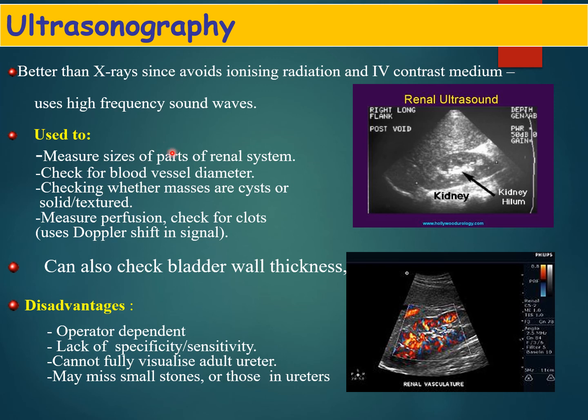So it is used to measure the size of the parts of the renal system, check the blood vessel diameter even of the renal artery and the big vessels, checking whether the masses or cysts are in there, solid or cystic, and their texture, measuring the perfusion, checking for clots sometimes if they are in there. A disadvantage, it is operator dependent, as I said. It lacks sensitivity.